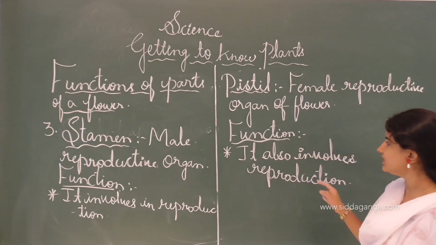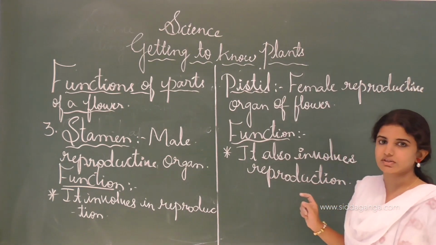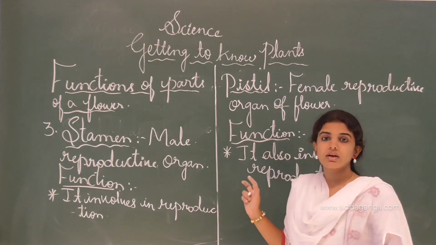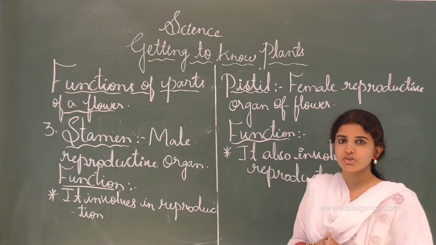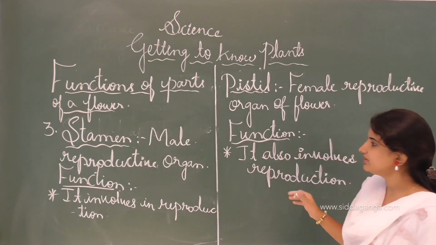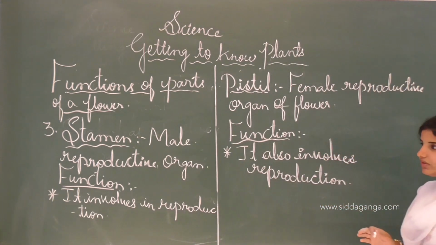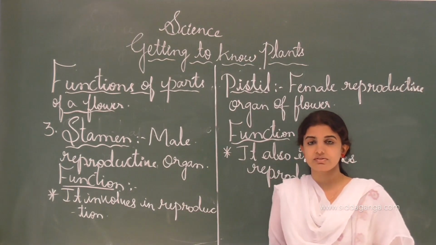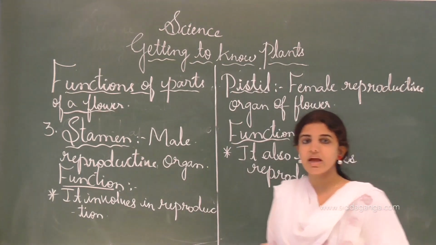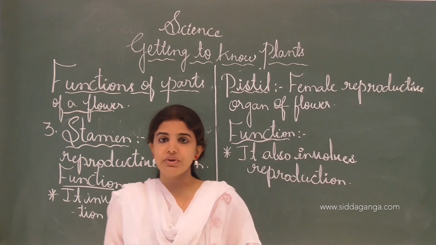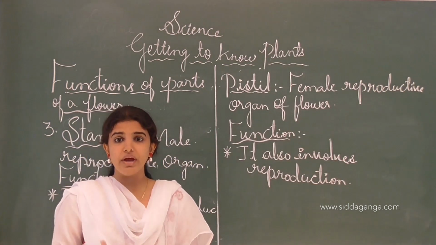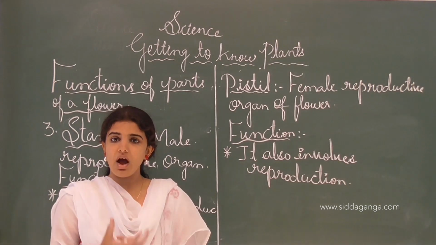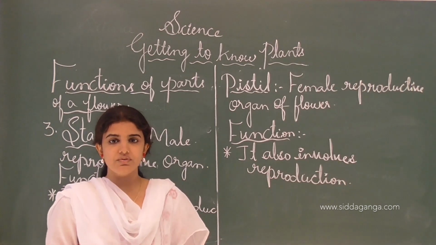And the function is, it is also involved in the reproduction. See, both are the part or the organ of a flower which involves in the reproductive process. And this is all about the different parts of a flower, which have different functions. For example, sepal protects the flower in the bud condition and it also gives extra support to the flower after the bud matures into the flower.